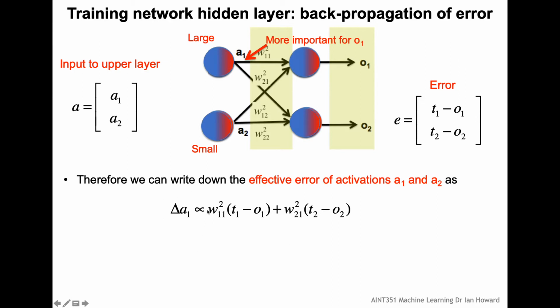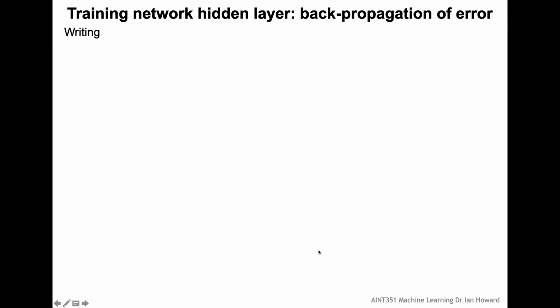We've got the change that we want in the activation is proportional to weight W11 multiplied by the error at output 1 plus weight W21 multiplied by the error at output 2. And we have to do exactly the same thing now for A2. It's just that we basically have different connections. We've got the same outputs, right? We've got the same error that we have to calculate here and the same error we have to calculate here, but now we've got different connections. So this is now W12, right? This term here, and this term is W22. So that's where we get those equations from.